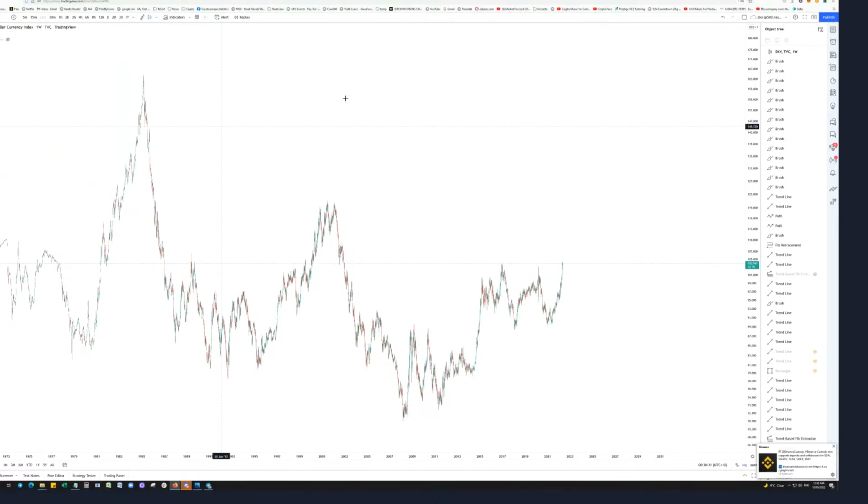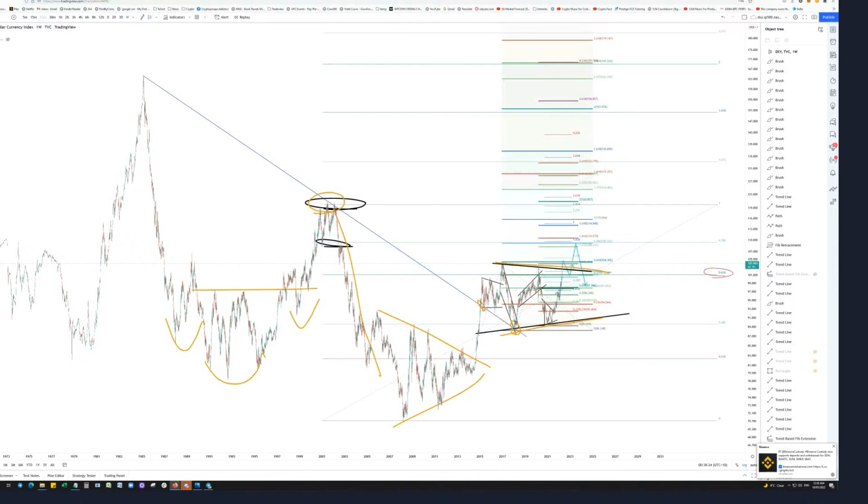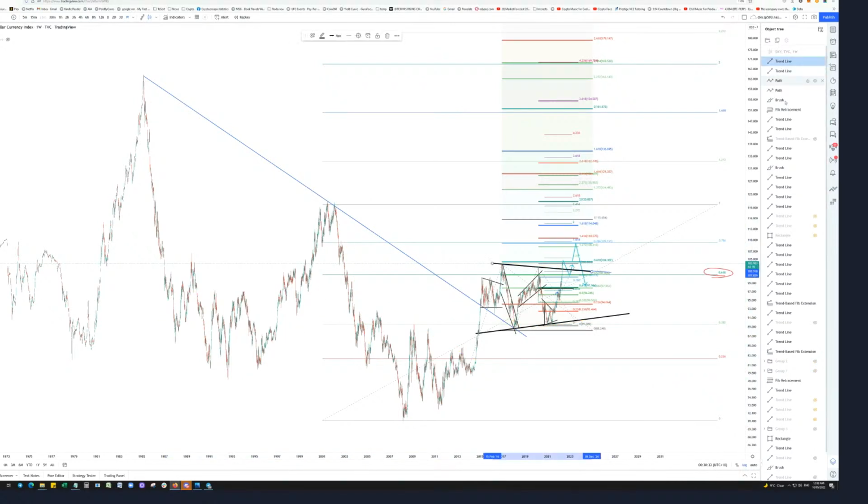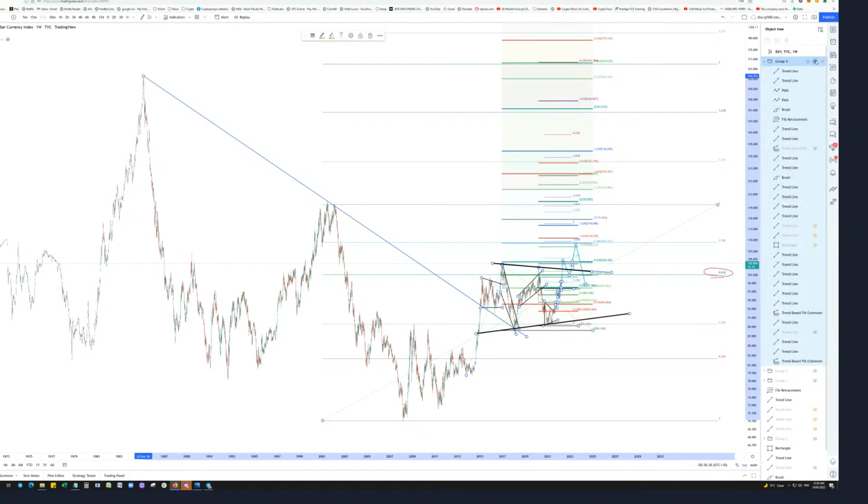It's at a level, so if I was to, just give me a sec. I just want to hide a whole bunch of stuff. That way we can look at the US dollar in a good way. Okay.